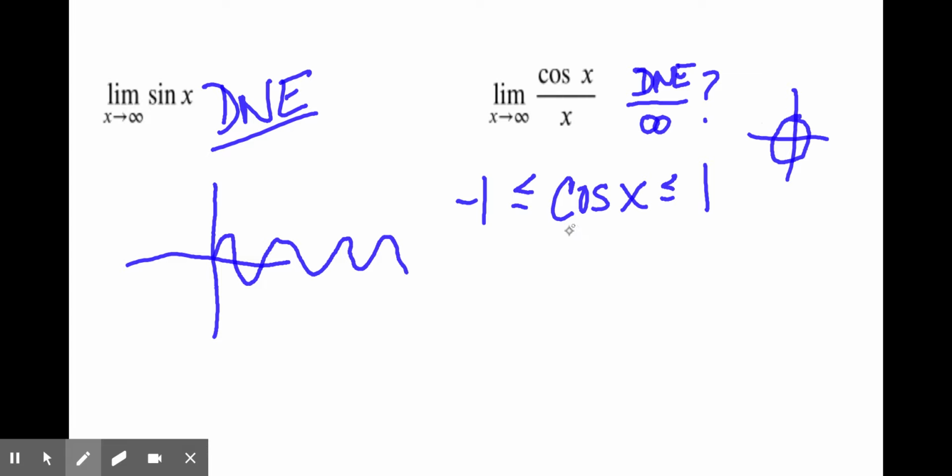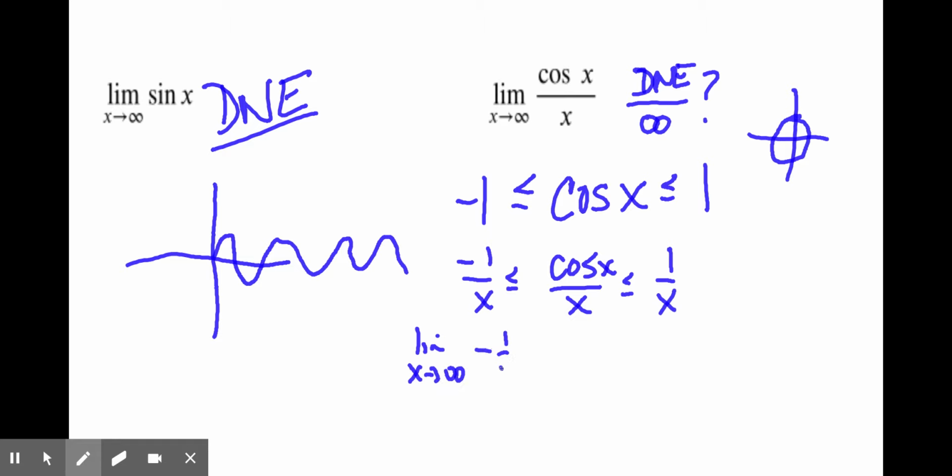So now, you might already see what I'm attempting to do here. I'd like to try to get this expression in the middle here. So I'm going to divide everybody by x, and I'm going to see if that helps me at all. Divide everybody by x. Here we go. Okay. And now I'm going to try to take the limit as x goes to infinity of -1 over x, the limit as x goes to infinity of cosine x over x, and the limit as x goes to infinity of 1 over x. You should be able to see where I'm going with this. 1 over something really big is something really small. This goes to 0.